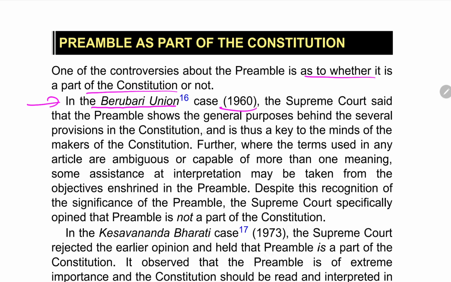The Supreme Court said that the preamble shows the general purposes behind the several provisions of the Constitution and is thus a key to the minds of the makers of the Constitution. Further, where the terms used in any article are ambiguous or capable of more than one meaning, some assistance in interpretation may be taken from the objectives enshrined in the preamble. Despite this recognition of the significance of the preamble, the Supreme Court specifically opined that the preamble is not a part of the Constitution. So to sum up, in the Berubari Union case 1960, the Supreme Court said that the preamble is not a part of the Constitution.